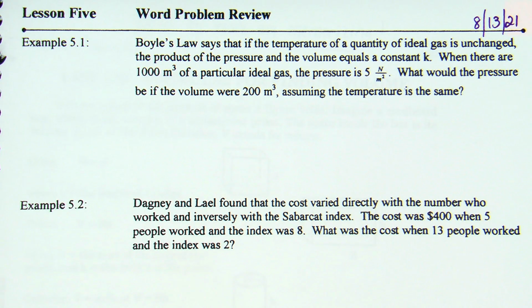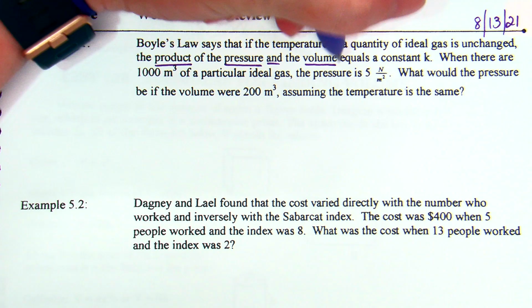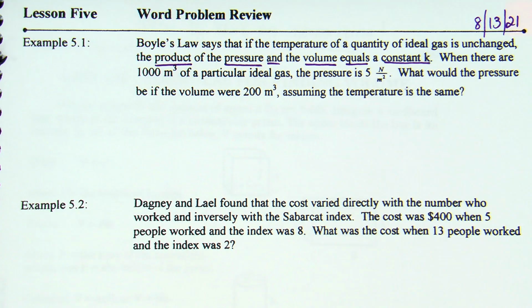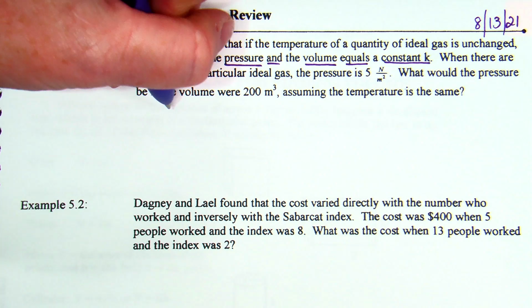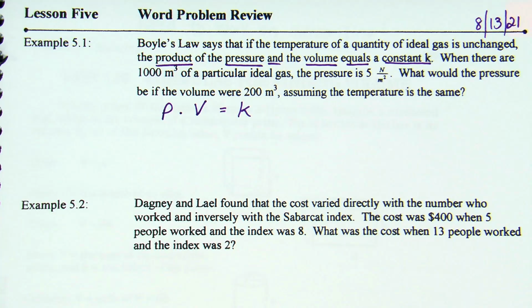Boyle's law says if the temperature of ideal gas is unchanged, the what? Product of pressure and volume equals a constant K. Did you catch that? The product of pressure and volume, so P times V, equals a constant K. So we have an equation to work with. Okay.